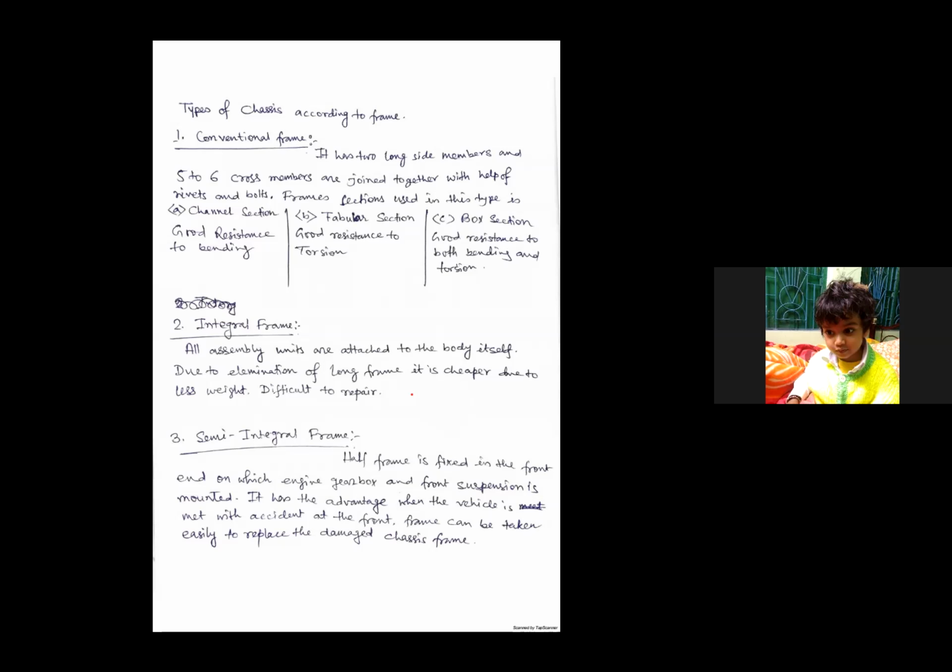Now the integral type of frame. In integral types of frame, all assembly units are attached to the body itself. All parts are attached to the chassis frame itself, meaning there is no separation. The chassis frame is the body of the car. So due to this elimination, there is weight reduction. A huge weight drop is noticeable in the integral type of frame.